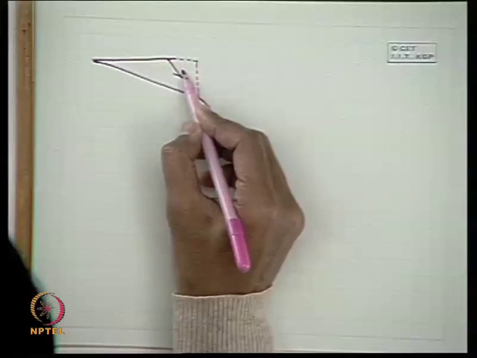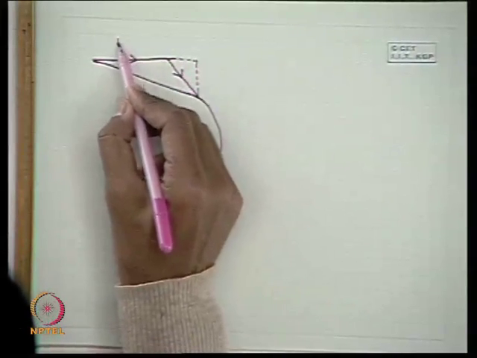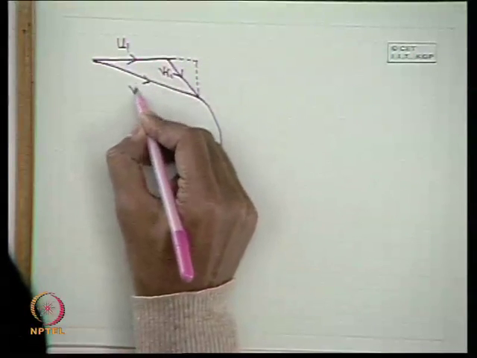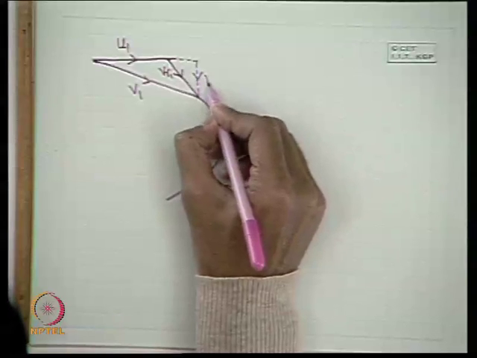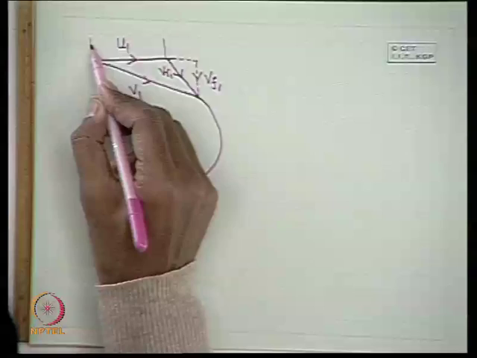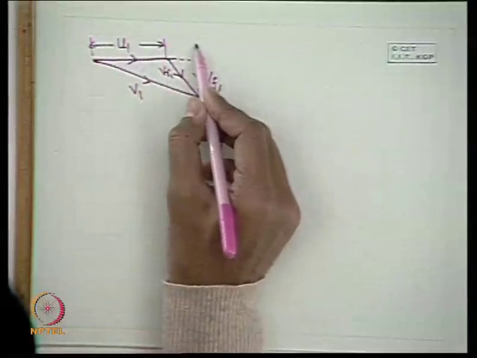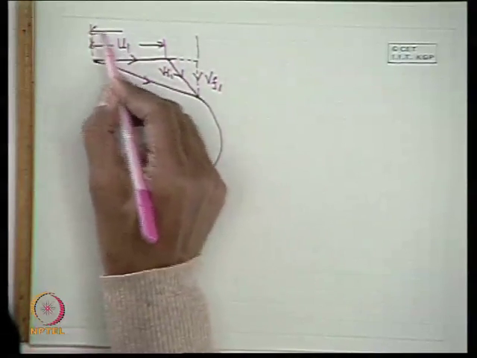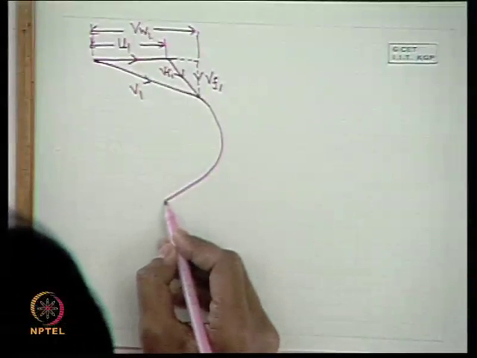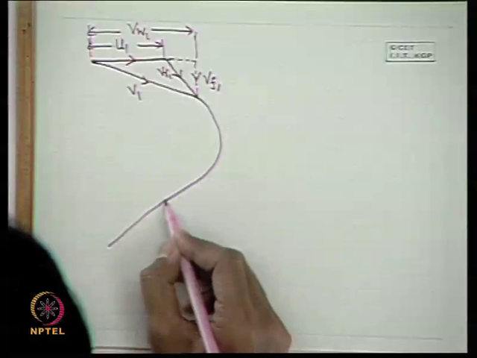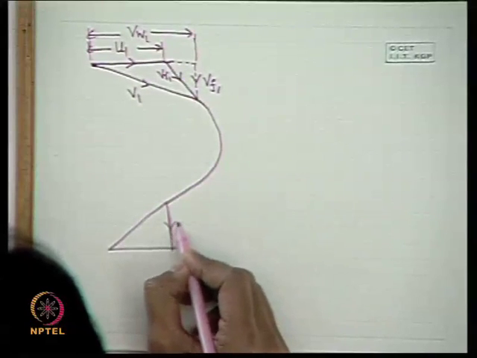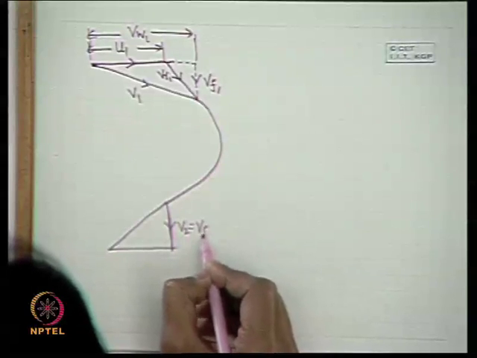Please see that this is your U1 inlet, this is VR1 and this is V1. So, this will be VF1, that is the flow velocity at the inlet. This is U1, and this is VW1. So, immediately you will have to think in terms of the velocity triangle. The outlet velocity will be like this triangle. Now, without whirl, it is already mentioned in the problem. So, therefore, V2 and VF2 are the same.